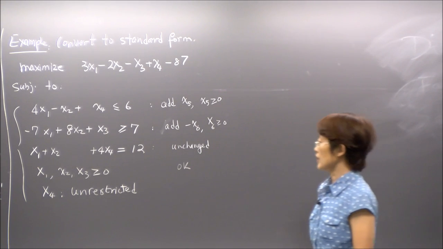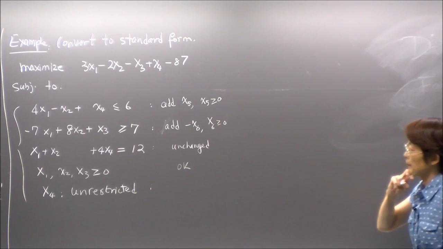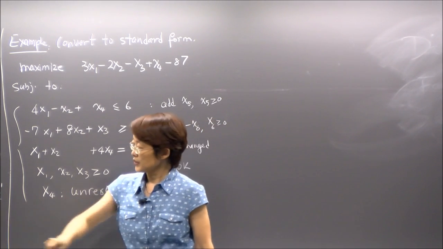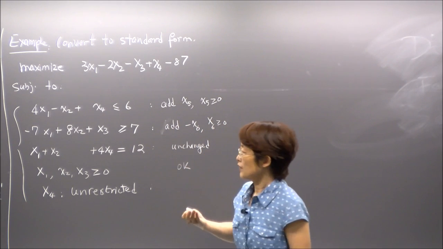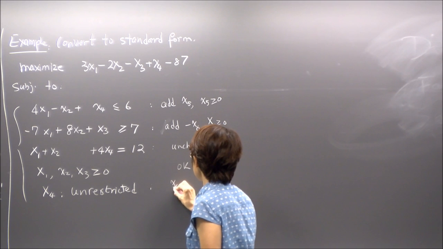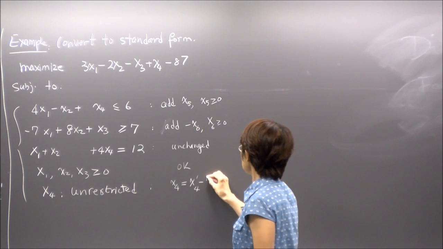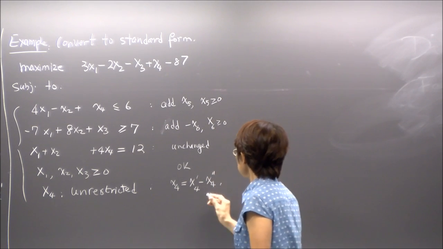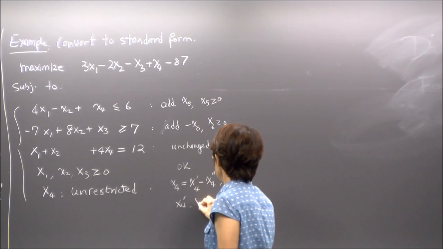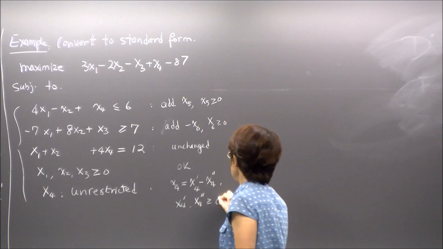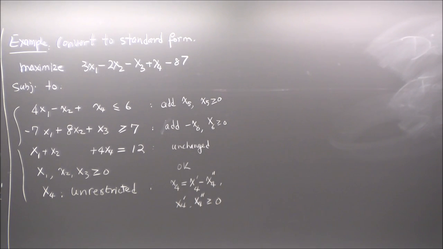Then the last one, x4 is unrestricted. So we need to play this dirty trick that we just learned. We need to introduce artificial variables. So I will set x4 equal to two artificial variables, let's say x4 prime and x4 double prime, where they are both non-negative. Is that clear? So you scan through all of it and figure out all the changes you have to make. And now you can write it down in the standard form.